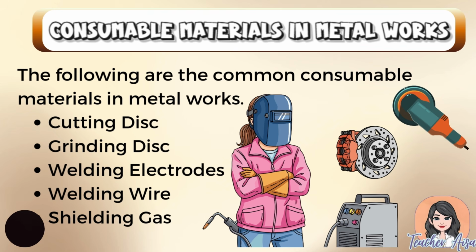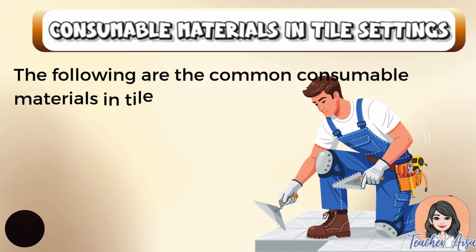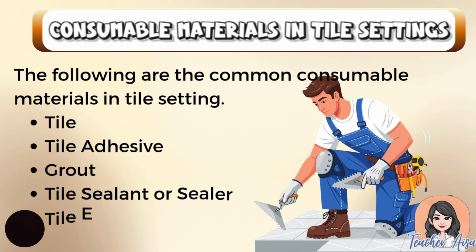Tile setting consumable materials. Tile setting uses tiles, tile adhesive, grout, sealants, and edging trims. These materials help secure tiles and provide a clean, finished look. Most are applied once and cannot be reused.